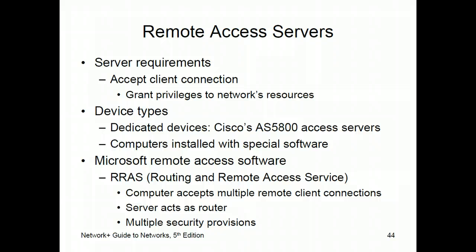If you're using software-based remote programs, they already built all this into the software. Device types: you have dedicated devices like Cisco's AS5800 access servers, and also computers installed with special software like logmein.com or mypc.com, just to name a couple. And then Microsoft remote access software, the Routing and Remote Access Service: the computer accepts multiple remote connections at once, the server acts as a router, and there are multiple security provisions.